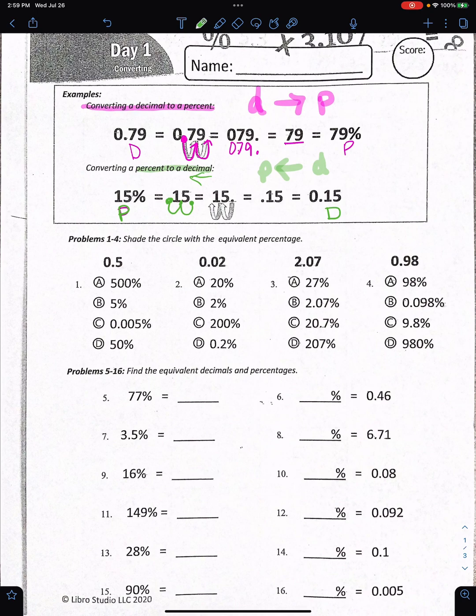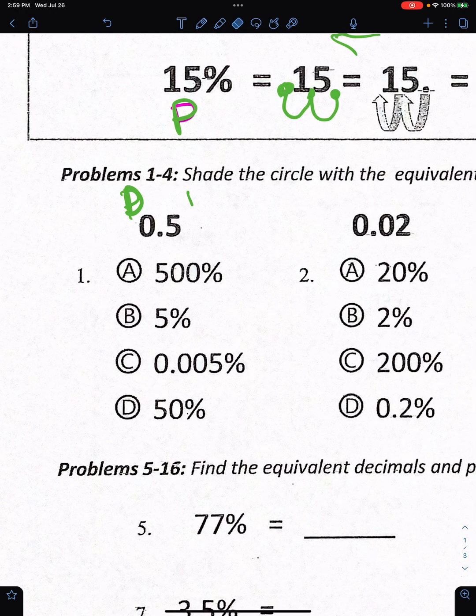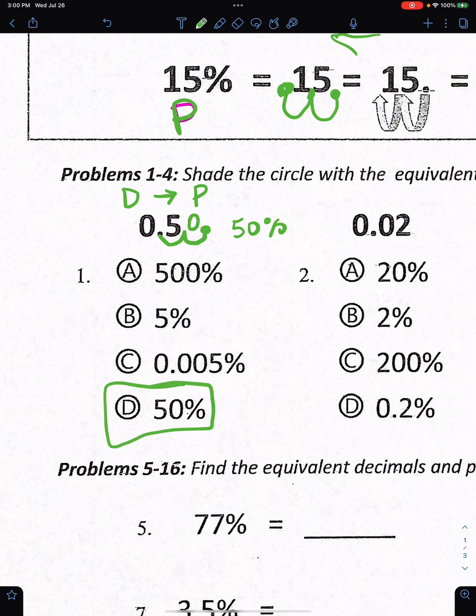So these are going to be decimal to percent. Decimal, let me zoom this. It's going to be decimal to percent, so it's going to move forward, which means I move it forward 1 space, 2 spaces. Well, guess what? There's no space there, so I have to add that. So that becomes 50, which is 50%. So my answer is that one.